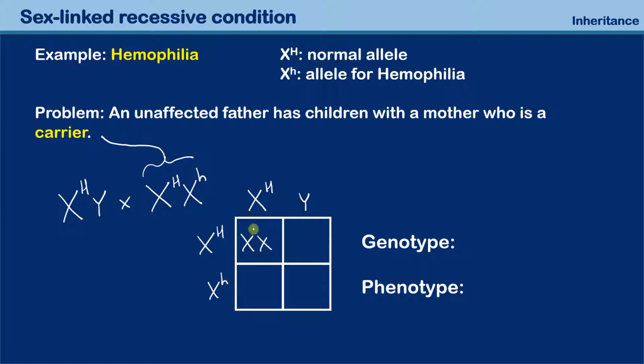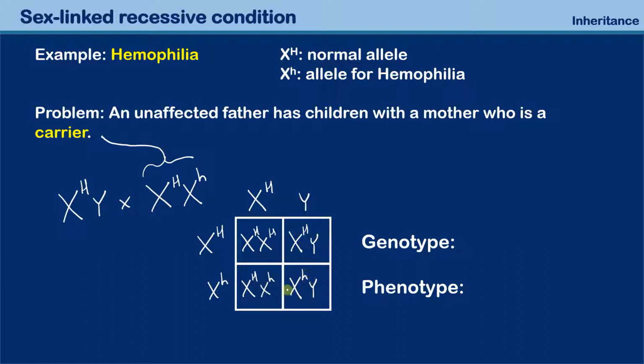A girl and this girl, two capital H's, not affected. One girl, another girl, not affected. There's a capital H over here. She is healthy, does not have hemophilia, but she, just like her mother, is a carrier. And over here, a boy, not affected. And over here, a boy who is affected.